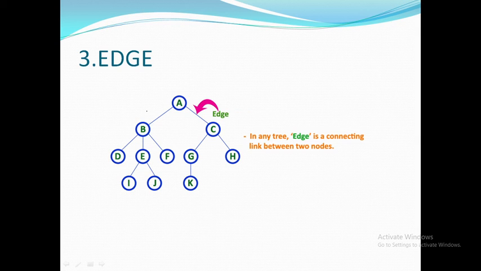For example, in this tree we have how many nodes? 11 nodes: 1 2 3 4 5 6 7 8 9 10 11. So in this we have 11 nodes. That's why we have 10 edges. So let's count the edges.